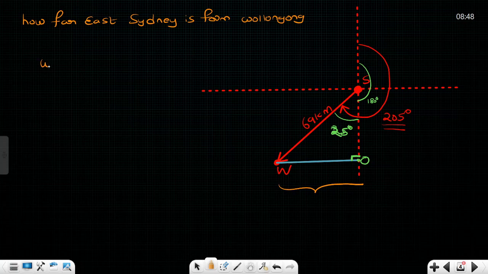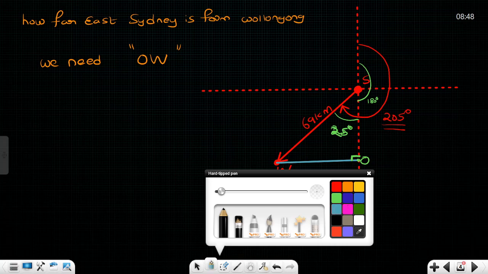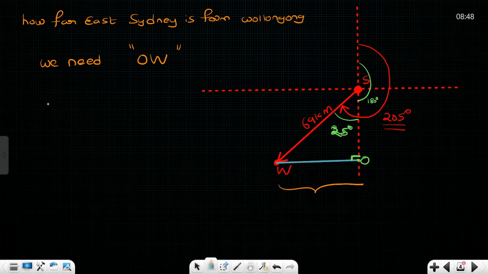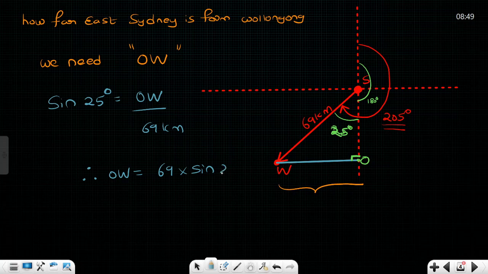So we need OW distance, right? So if at all we need OW distance, we can use sine ratio. Sine 25 is equal to OW opposite side by SW hypotenuse 69 kilometers. Therefore OW will become 69 into sine 25. How much it is going to be? 69 into sine 25.